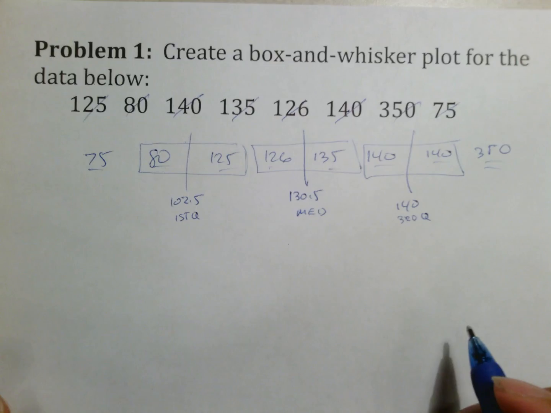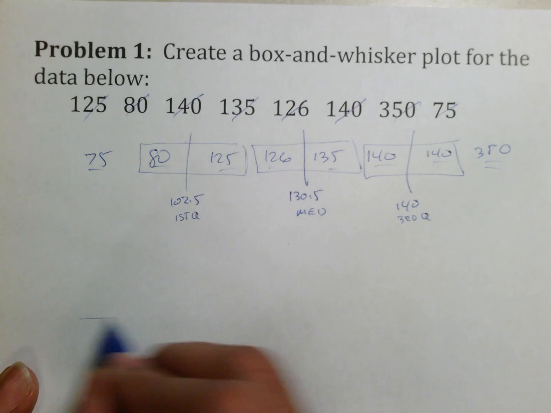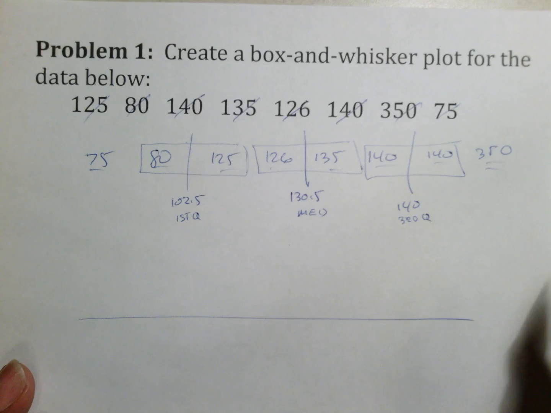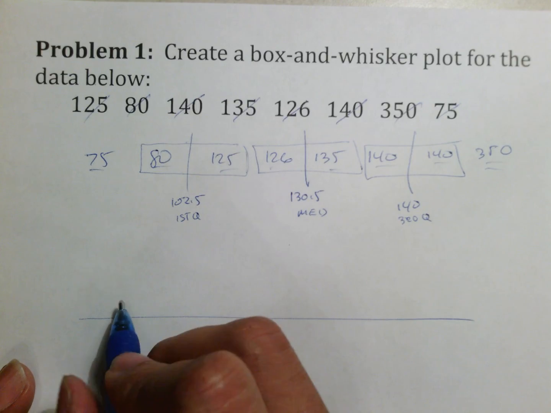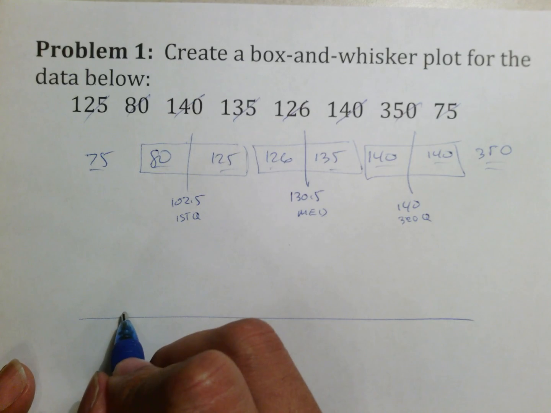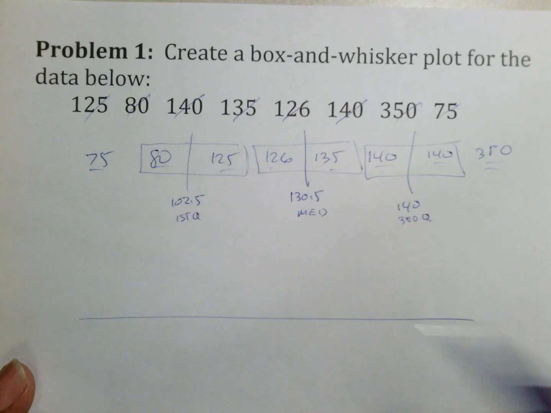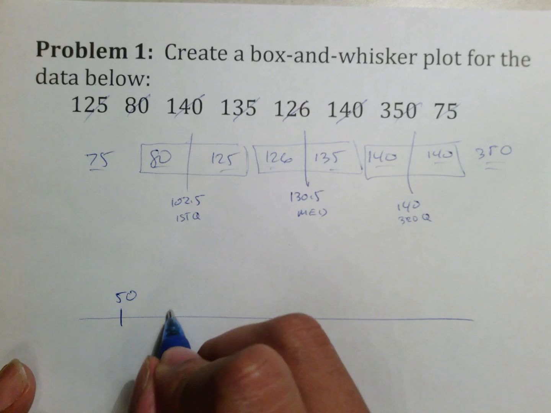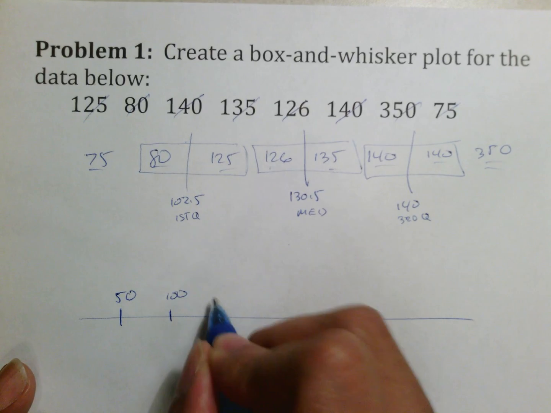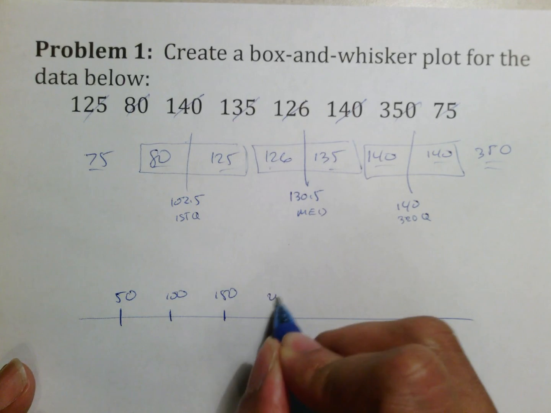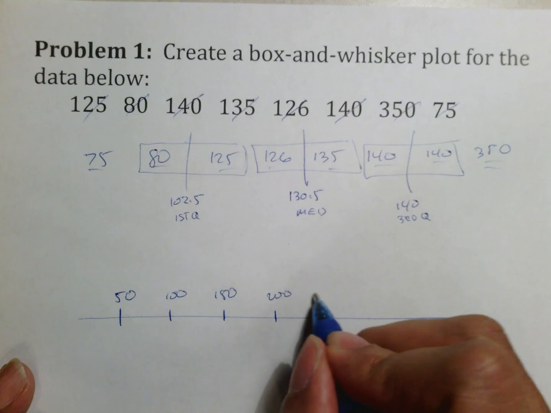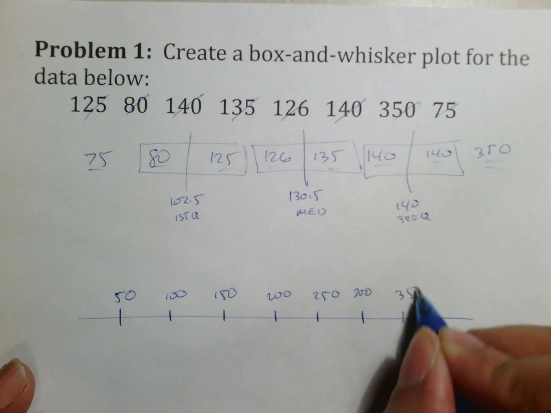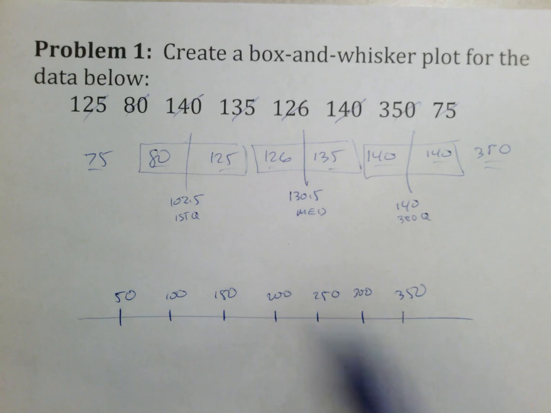And so when you go to create a box and whisker plot, you have to create a graph. Looking like we're going from 75 to 350, I guess what I will do is count by 50s. So 50 here, 100, 150, 200, 250, 300, 350. As long as you're counting by the same thing, that's fine.